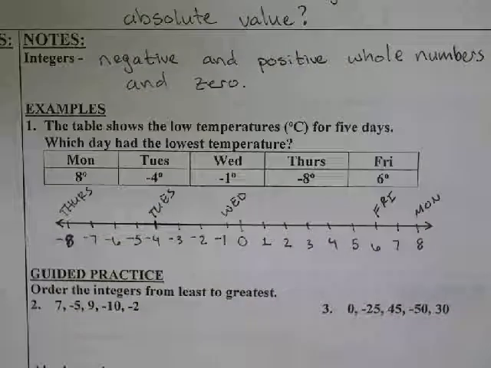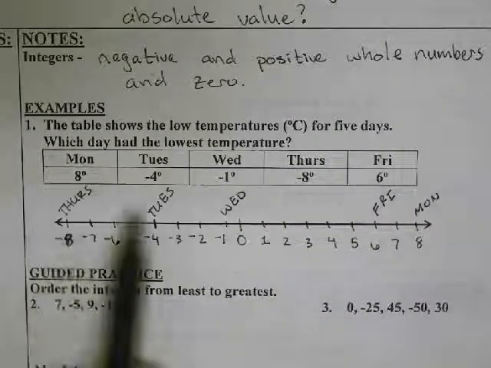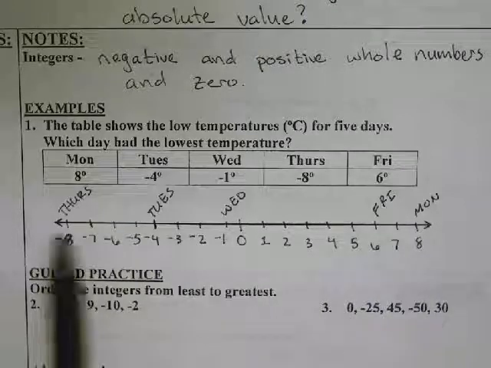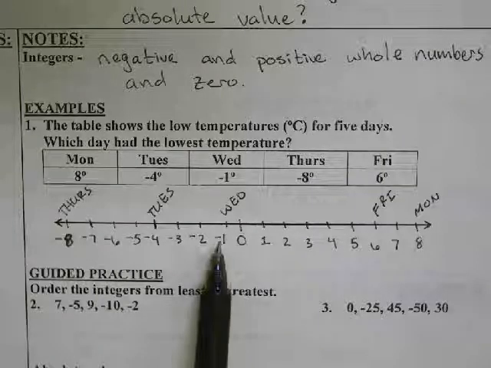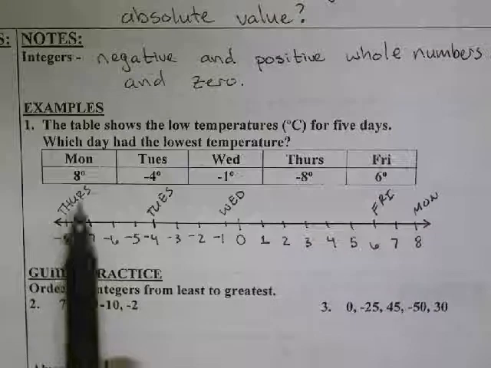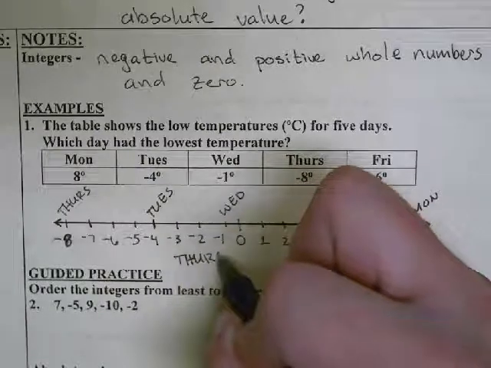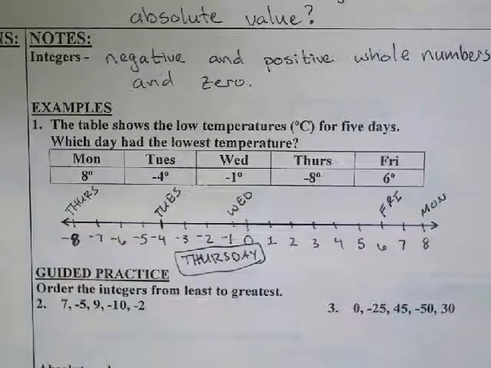Now, which one is the lowest temperature? Well, the lowest will be whichever one's furthest to the left, because the negative numbers are lower than our positive numbers. And negative 8 is lower than, say, negative 1. So which number is the lowest? Well, negative 8 is the lowest. And what day went with negative 8? Thursday. So there's the answer to our question.